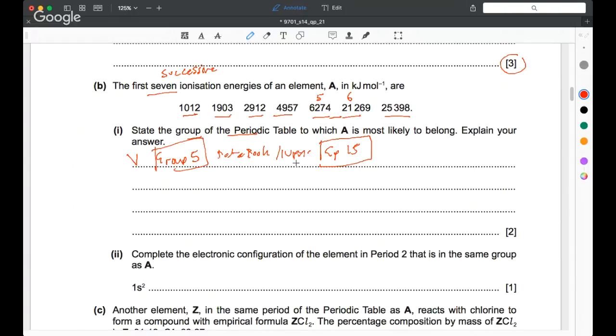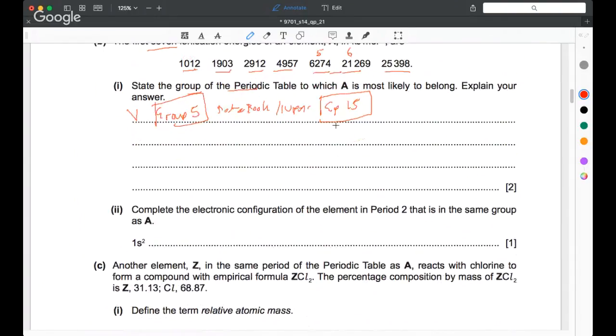And for your marks there, you're saying there's a large difference between the 5th and the 6th ionization energies, because the 6th electron is being removed from an inner shell. Or perhaps you could describe that as a noble gas core. And because you're removing the electron from an inner shell, then these core electrons are much closer to the nucleus. They're much more strongly attracted to the nucleus, and you need this higher energy to remove them. So that's where you're getting your 2 marks there.